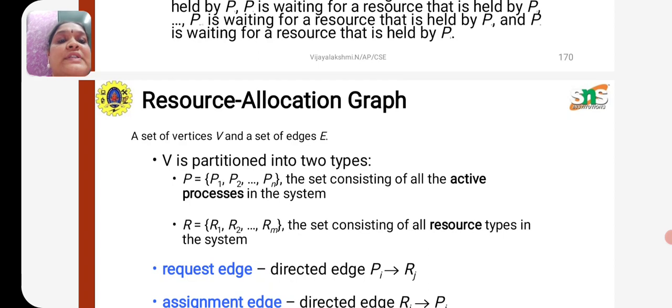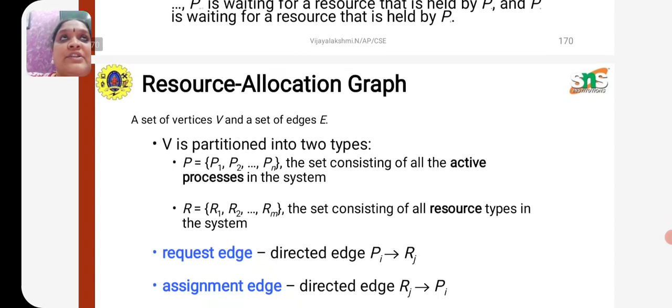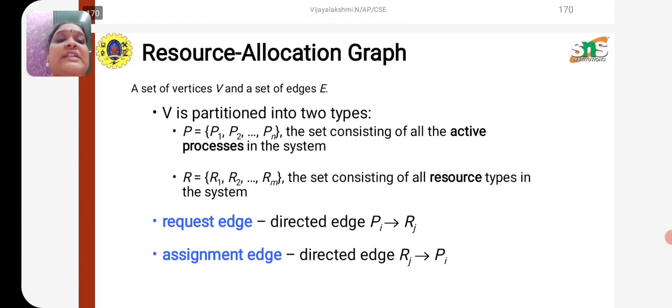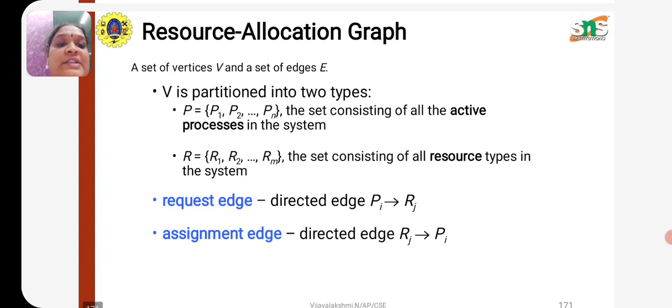The next thing we are going to see is the resource allocation graph. A set of vertices V and a set of edges E will be there. If you have studied in maths, a graph should have vertices and edges. In the same way, V can be partitioned into two types: the set consisting of all the active processes, and the set consisting of all resource types in the system. And we have two kinds of edges: the request edge and the assignment edge.